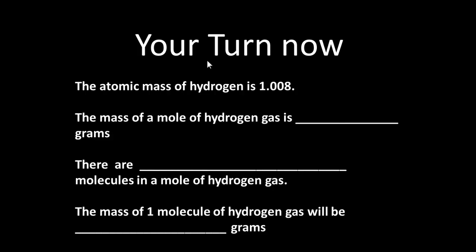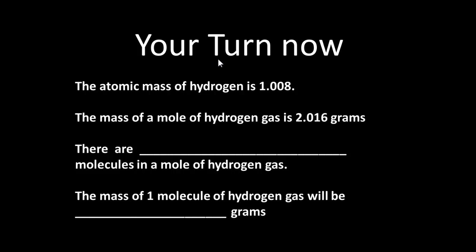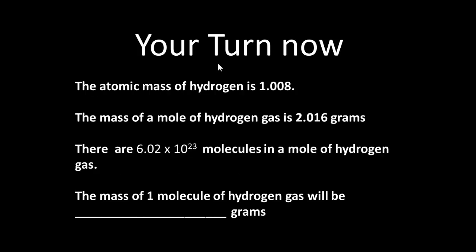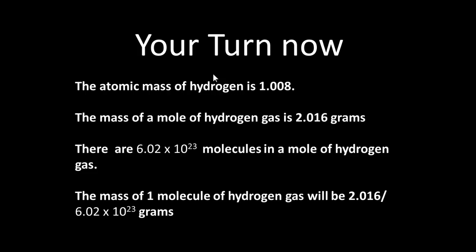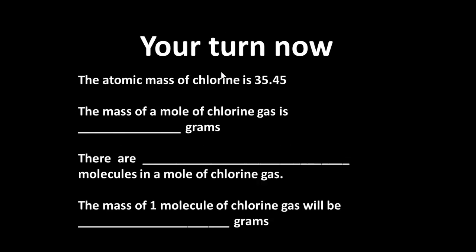So if we wanted to do that for hydrogen, we'll use atomic mass 1.008. So the mass of a mole of hydrogen gas, remember hydrogen gas is H2, will come to 2.016 grams. Now, how many molecules are there? There are 6.02 times 10 to the 23 molecules in that mole of hydrogen gas. So if I divide 2.016 by 6.02 times 10 to the 23 grams, that gives me the mass of a molecule of hydrogen, which works out as 3.349 times 10 to the minus 24 grams.